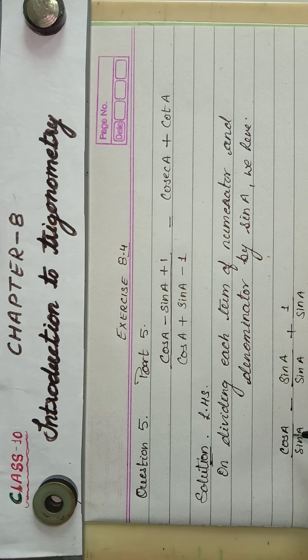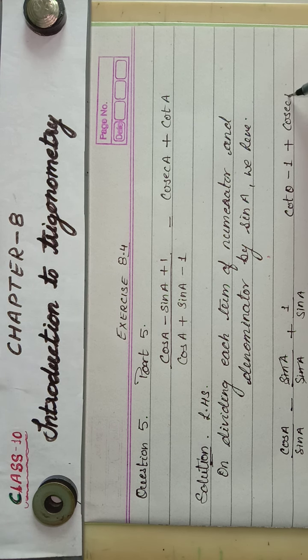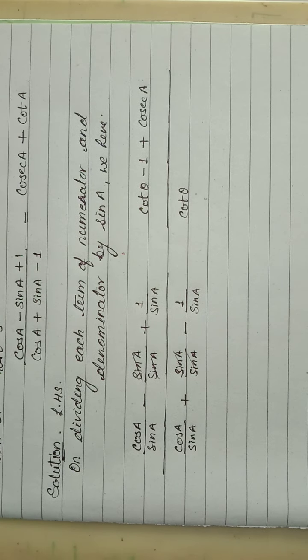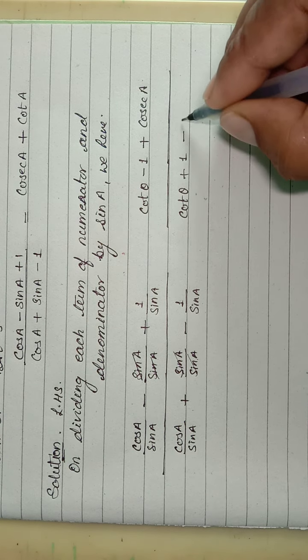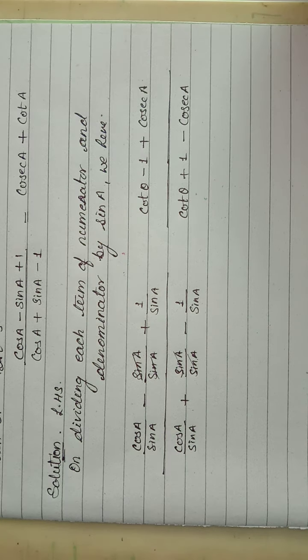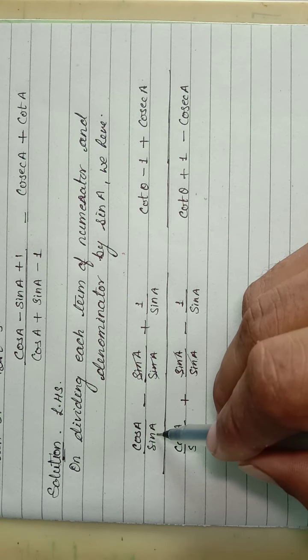It is clear. So you can see cos upon sine will be cot. I am going to write here cot theta. Then sin upon sin is cancelled, so it will be negative 1. 1 upon sine is cosec theta. And in the denominator you will have cot theta. Sine and sine will be cancelled, so it will be positive 1. Then minus 1 upon sin theta is negative cosec theta. It is clear. Why does it happen? Because cos upon sine is equal to cot.